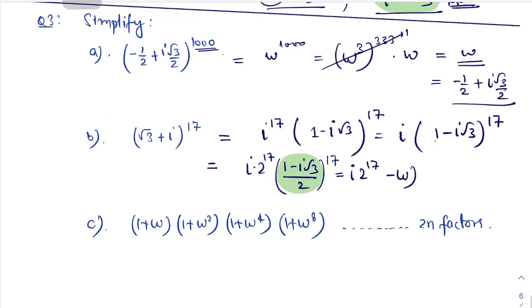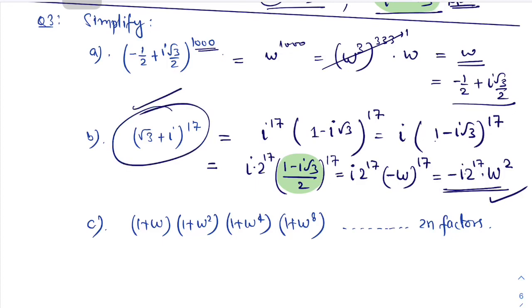So this is minus omega to the power 17. Take this minus 1 to the power 17 part as common, i into 2 to the power 17 is already there, and omega to the power 17 is nothing but omega square. Now we can put the value of omega square and this will be simplified. We can write this in a plus iota b form.